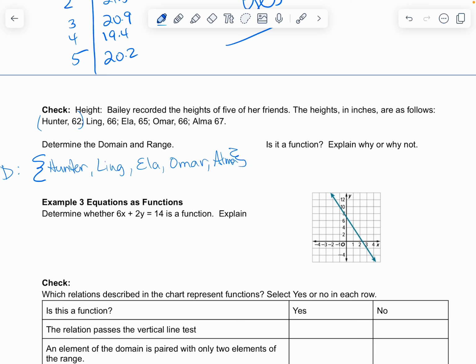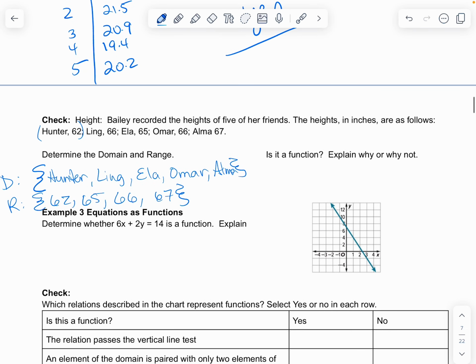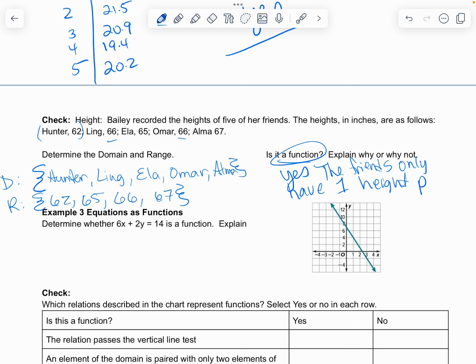This is my domain. My range would be the numbers. So 62, 65, 66, 67. And if you notice, 66 is repeated, but we only write it down once when we're in the range. Is it a function? Yes, it's a function. Yes, it is. The friends only have one height per person.